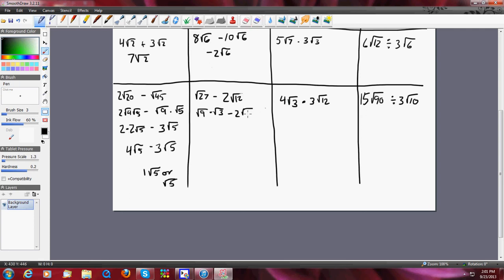So radical 12 is radical 4 times radical 3. Square root of 9 is 3. The radical 3 carries through. This is going to be 2 times 2, because that radical 4 becomes a 2, and this 2 just stays. So you get 3 radical 3 minus 4 radical 3. 3 minus 4 is a negative 1 radical 3, which you don't actually really need to write that 1.